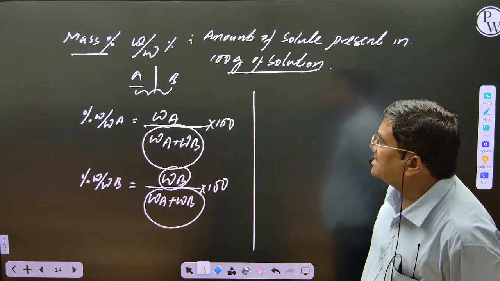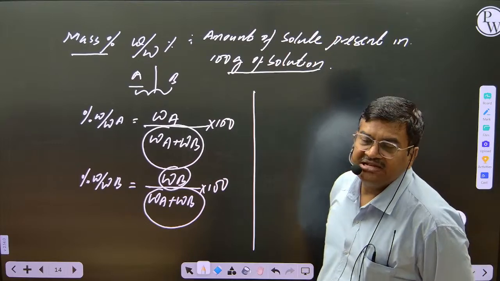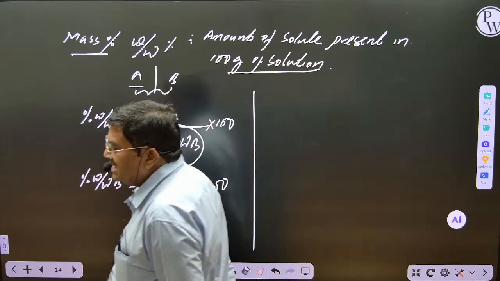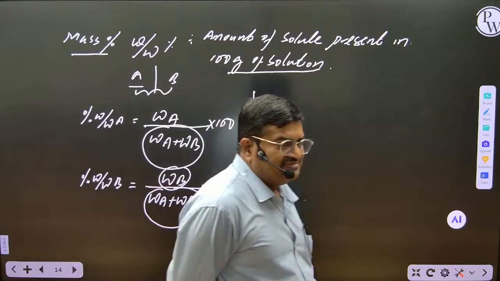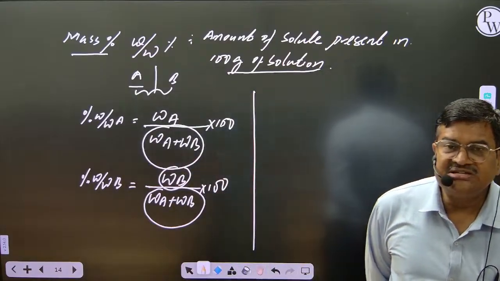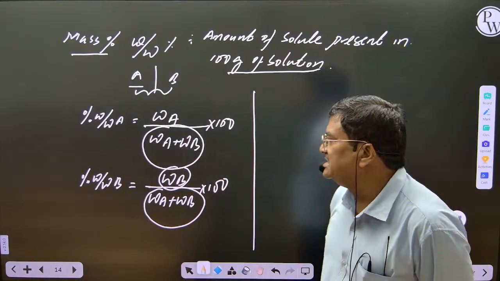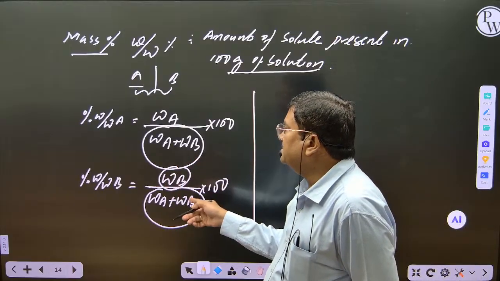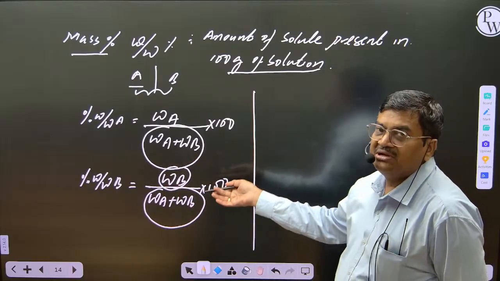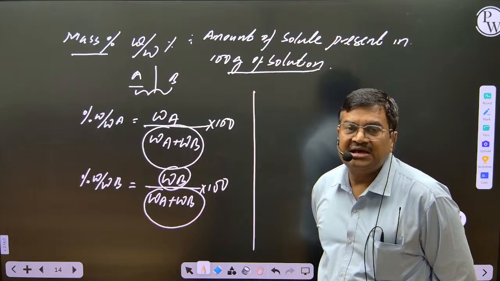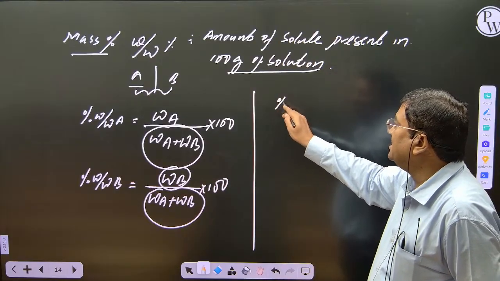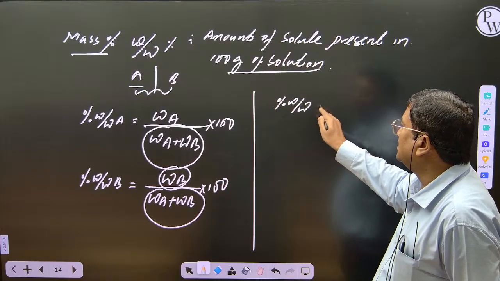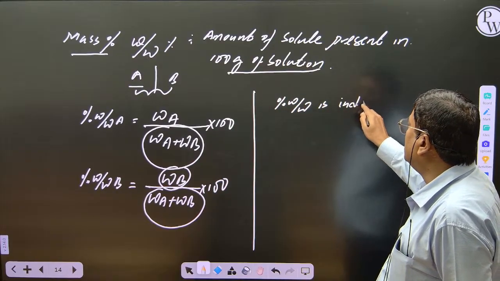Now tell me, students, does mass percentage depend on temperature, or is it independent of temperature? In the exam they ask which concentration is dependent on temperature. See here, there is no volume term, no? As the volume term is not there, it doesn't depend on temperature. So make a note: mass percentage is independent of temperature. It doesn't depend on what? Temperature.